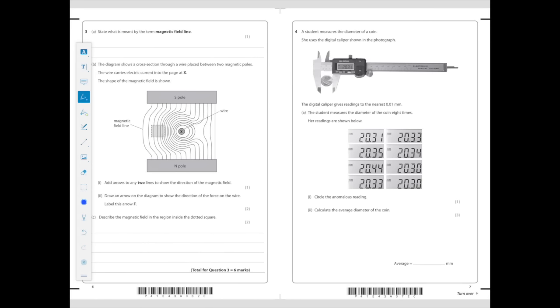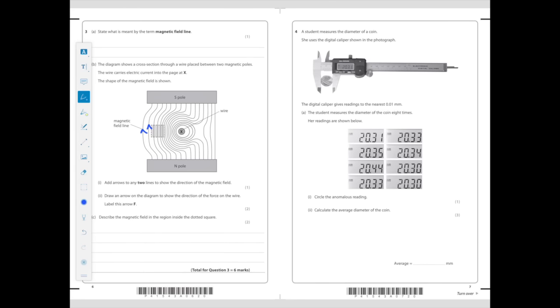The diagram shows a cross-section through a wire placed between two magnetic poles, and the wire carries electric current into the page at X. The shape of the magnetic field is shown. Add arrows to any two lines to show the direction of the magnetic field. Now remember that it runs from north to south, and we have to do that on at least two lines, so I've done two there.